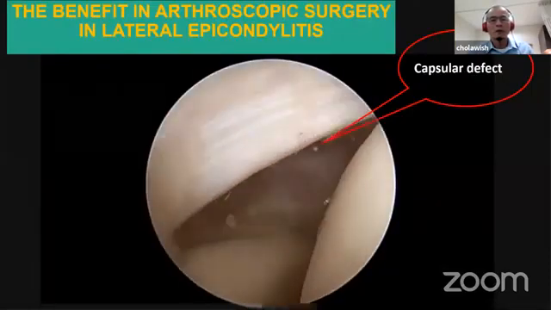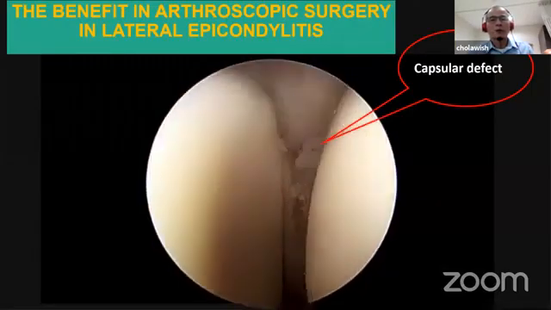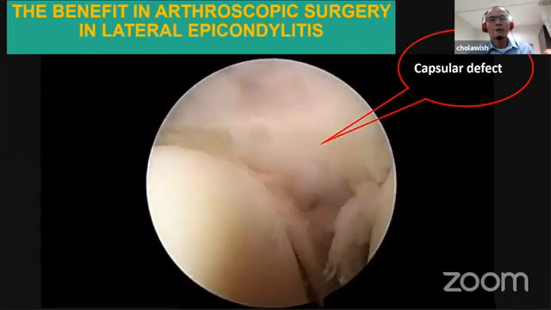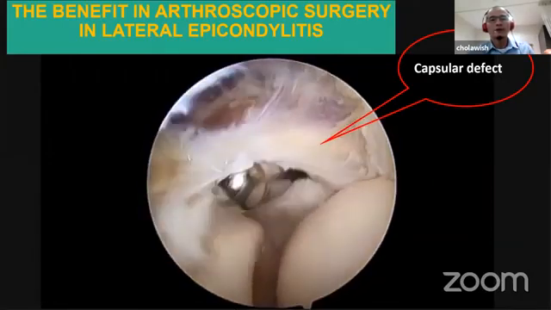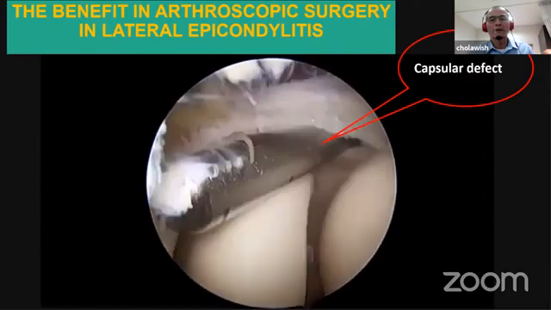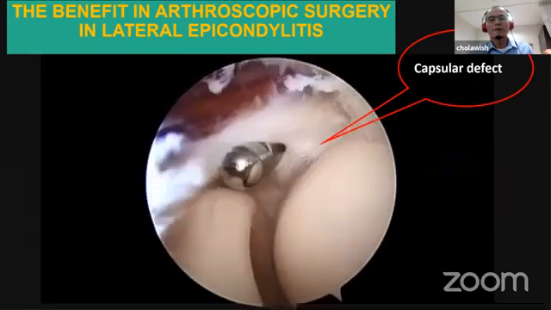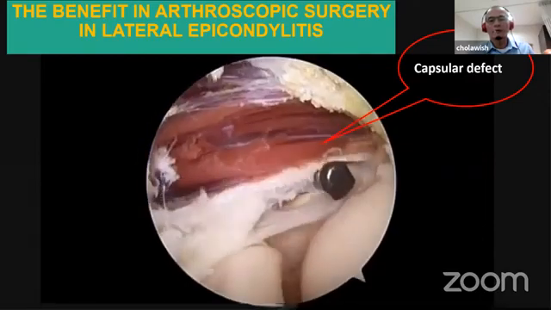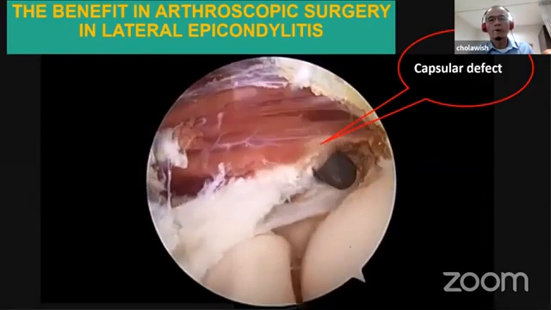This is a video clip to show the capsular defect, and I introduce the chamber and lateral frequency to divide the capsule and also release the ECRB tendon in there. Careful not to damage the LCL.